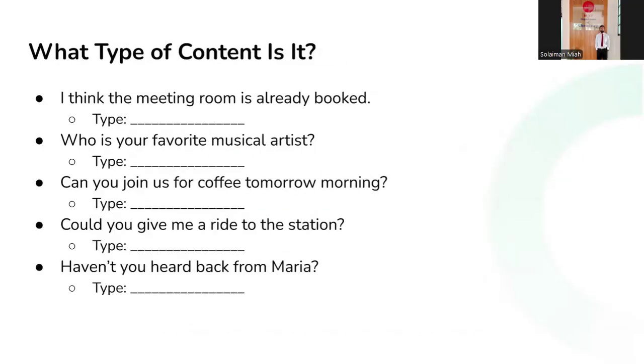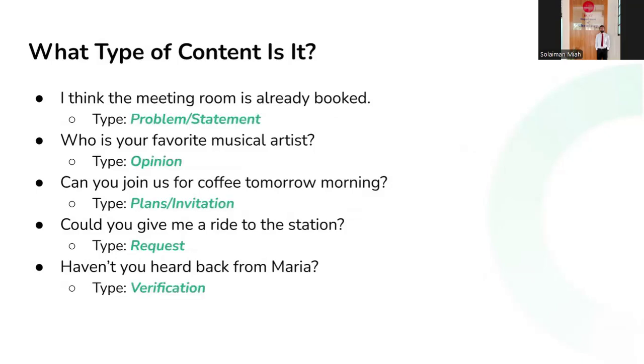Now let's practice identifying content types. Each of these sentences fits into a different category: statement, opinion, invitation, request, or verification. Don't focus on the exact words yet. Focus on what the speaker is doing with the language. Take a moment to pause the video and try to categorize these questions.